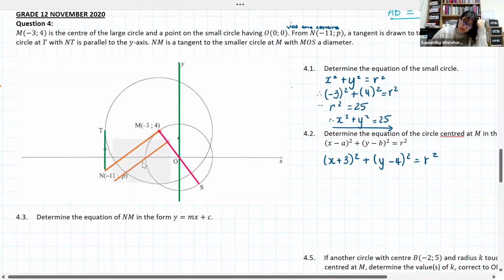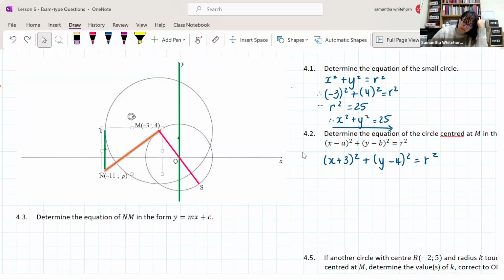Have things moved here? No? Okay, sorry. Apologies.